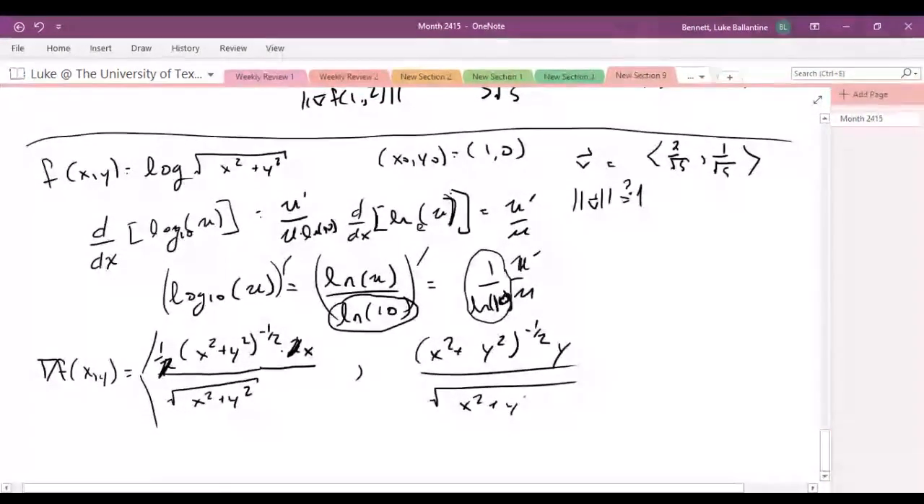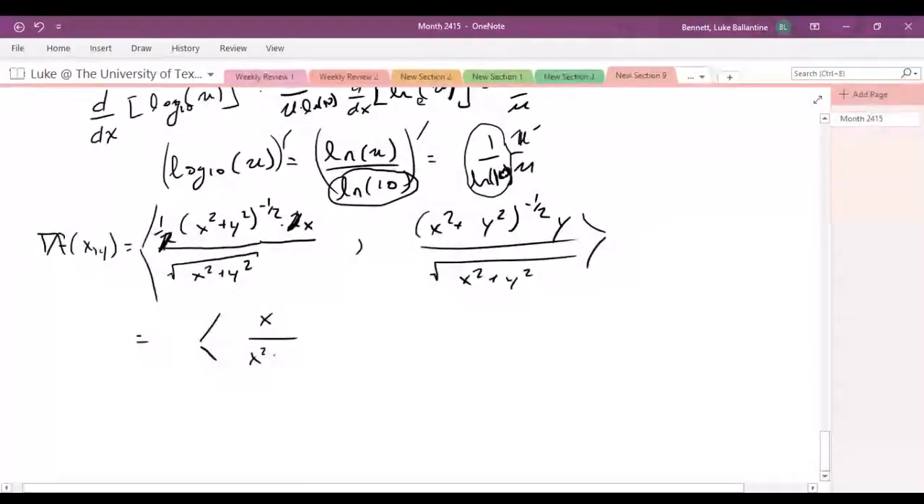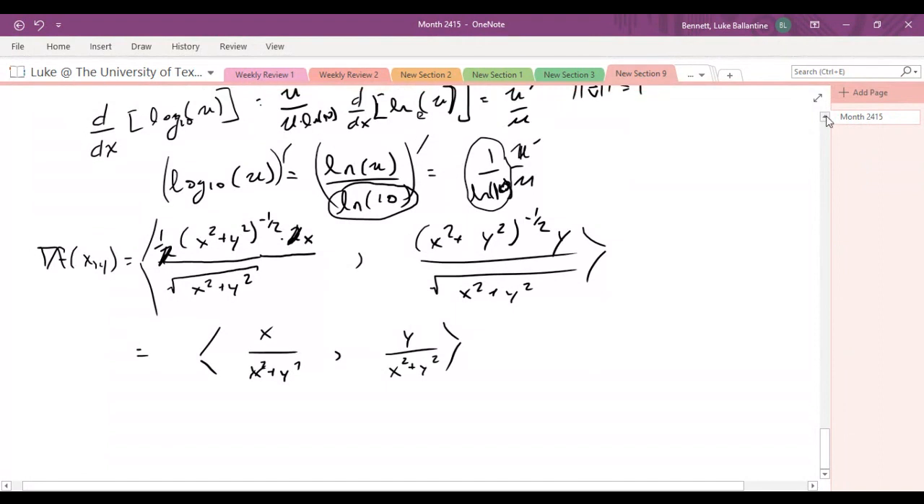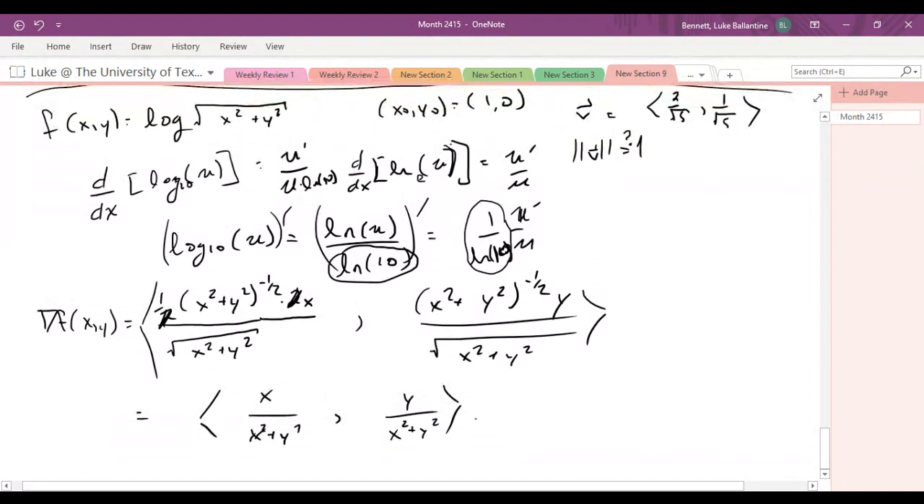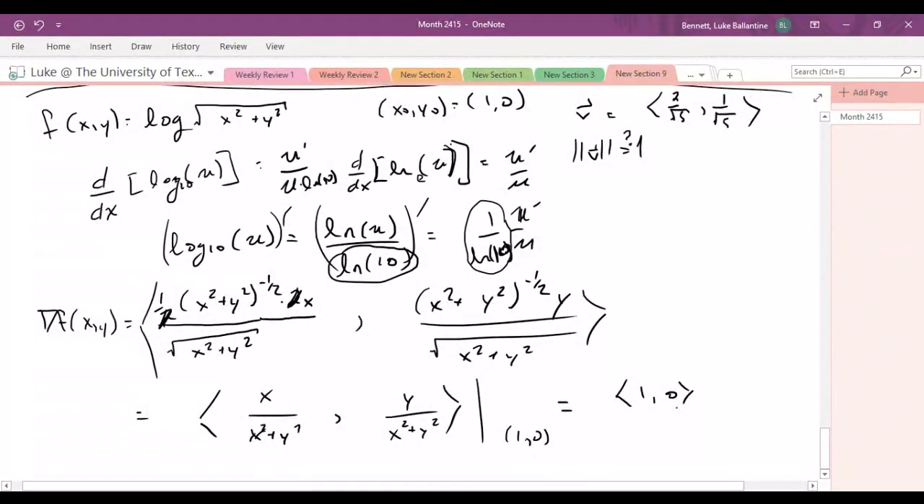So simplifying this expression, we almost get a unit vector, but this is actually not a square root on the bottom. So we have that, the gradient of f if f is the log of the square root of x squared plus y squared. And let's evaluate at 1, 0. Well, 1, 0 is really easy. That's just 1, 0. So that's the gradient of f. This is del f at 1, 0 is 1, 0.